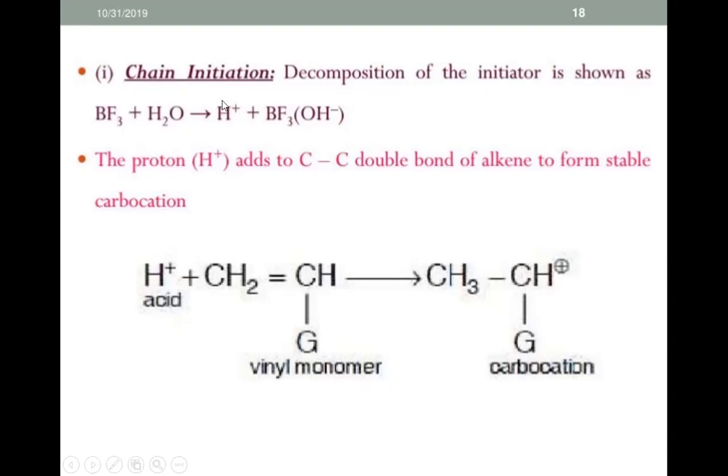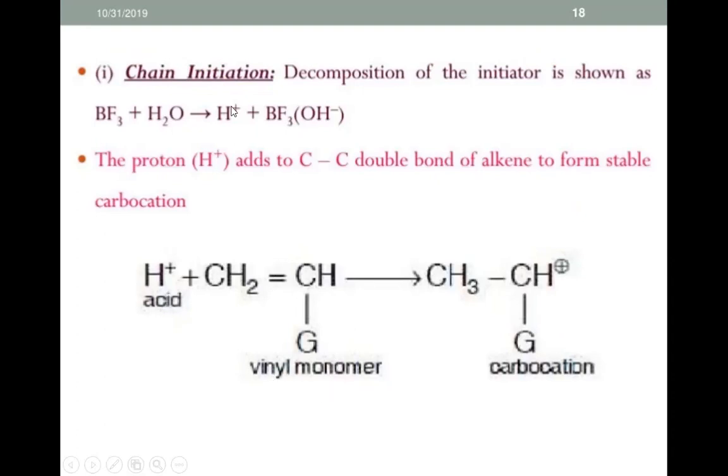So this H plus will add to the carbon-carbon double bond, that is, a vinyl monomer. This is called vinyl monomer. Vinyl means the functional group is directly attached to the carbon which has the double bond. That is called a vinyl monomer.